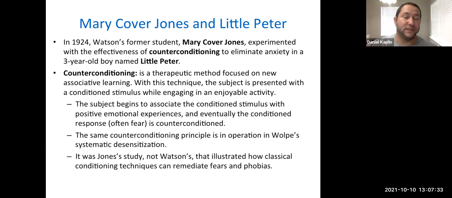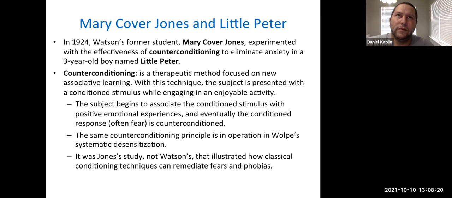There are many people who suggest that Watson would not have been able to do this study because it violates research ethics principles. But I want you to think about when Watson was doing his work. He was doing his work in the early 1920s and actually before that. But the little Albert study was done in the 1920s. And the first code of research ethics that comes out is in 1948 with the Nuremberg Code. So there are some studies that are questionable in nature that we may not be able to do.